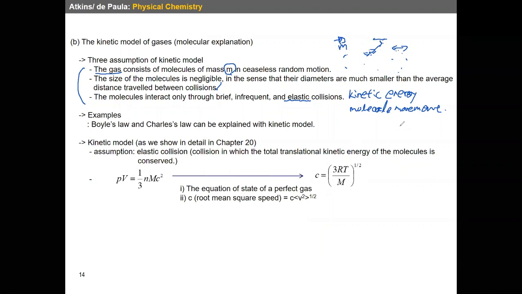Actually, Boyle's law and Charles's law can also be explained with kinetic models. What this means is that Boyle's law and Charles's law also have this kind of assumption inside their meaning. So what is the kinetic model? I will not do the derivation process for this model, but you can simply take these assumptions, and this kinetic model can be expressed in this way.